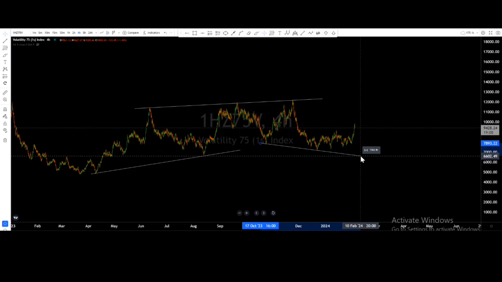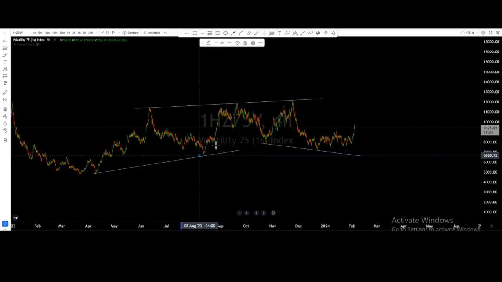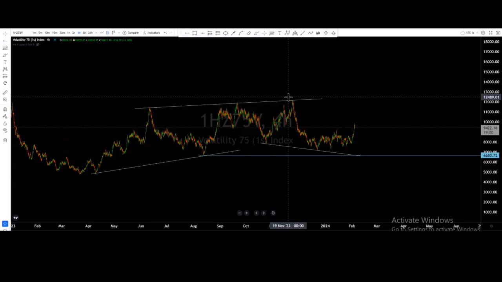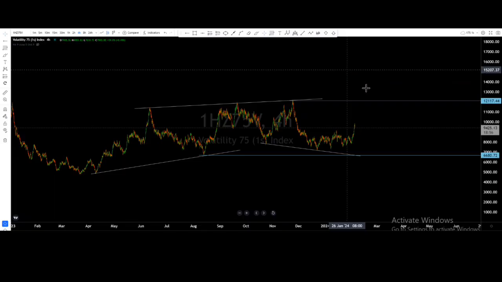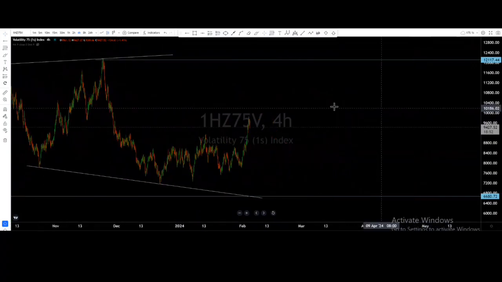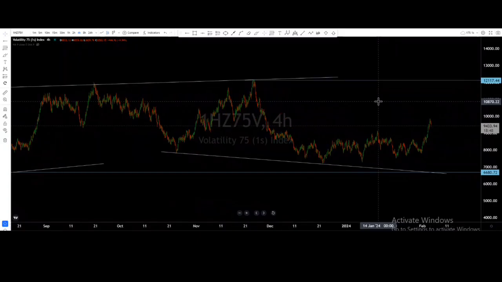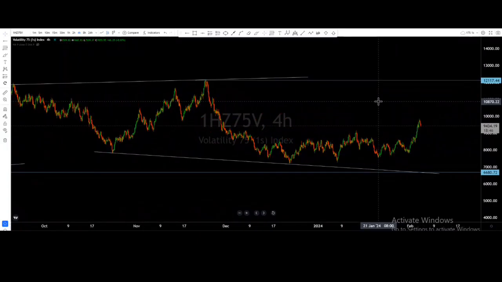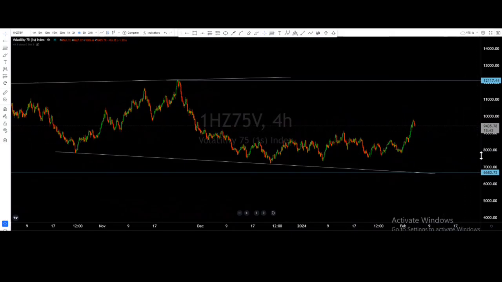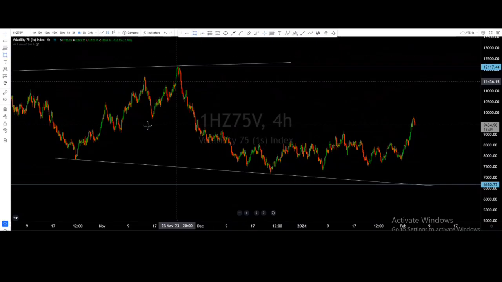So that is it for V75 1S. It's very simple. This is a recent low it has made on the 4 hour time frame, and this is a recent high it has also made in the 4 hour time frame. It has made recent higher highs in the 1 hour time frame and 1 day time frame too, but I'm looking at 4 hours so we can get a trade to hop into.